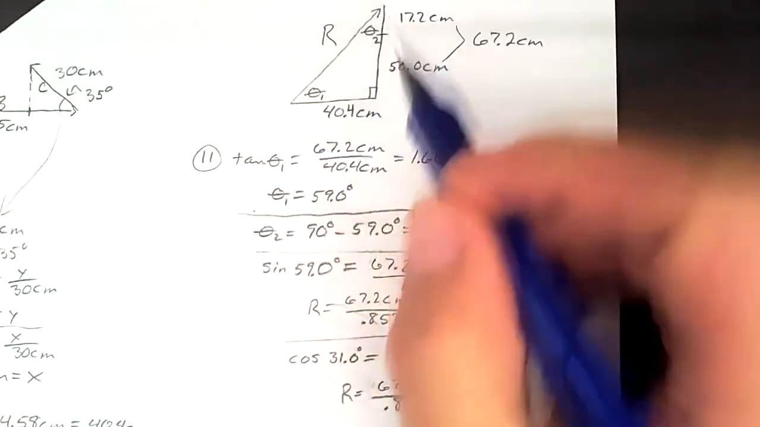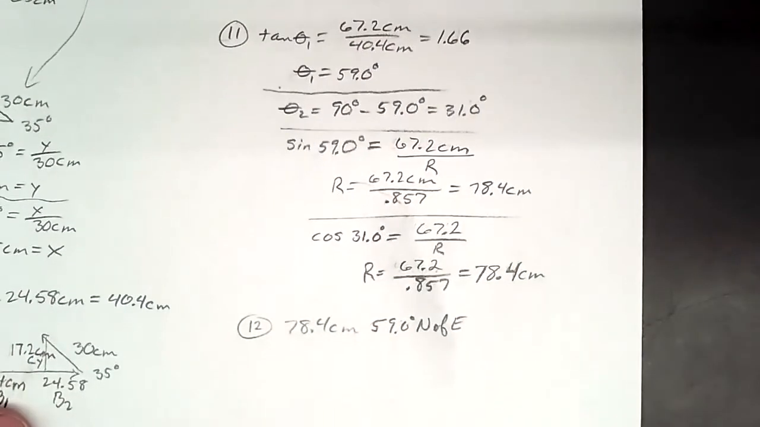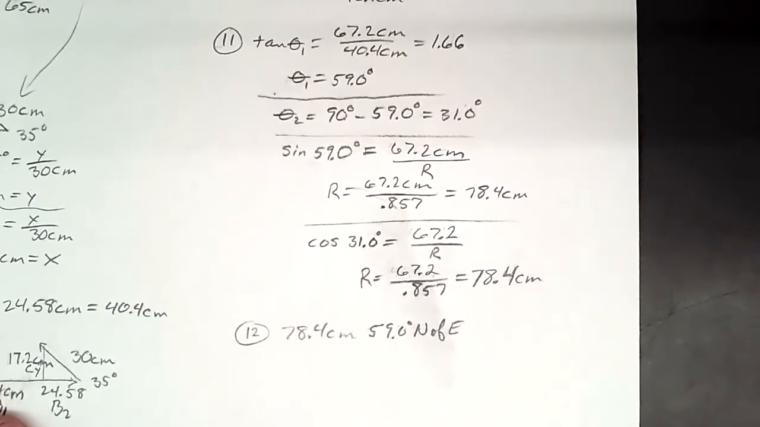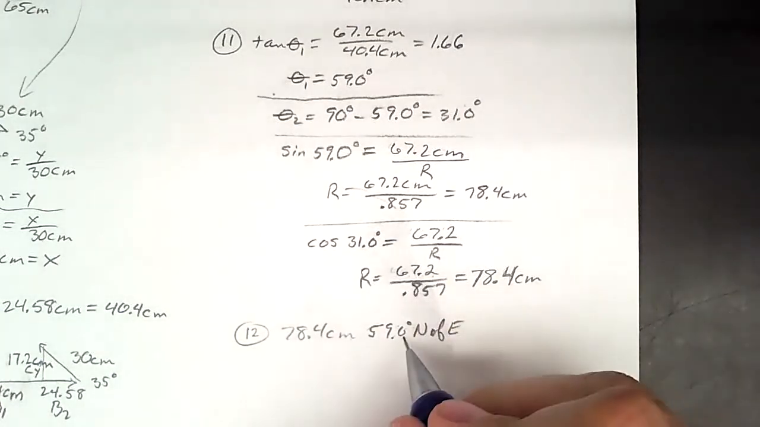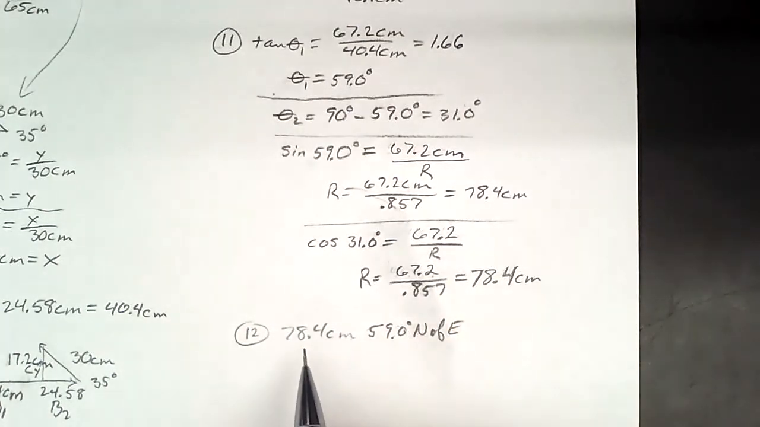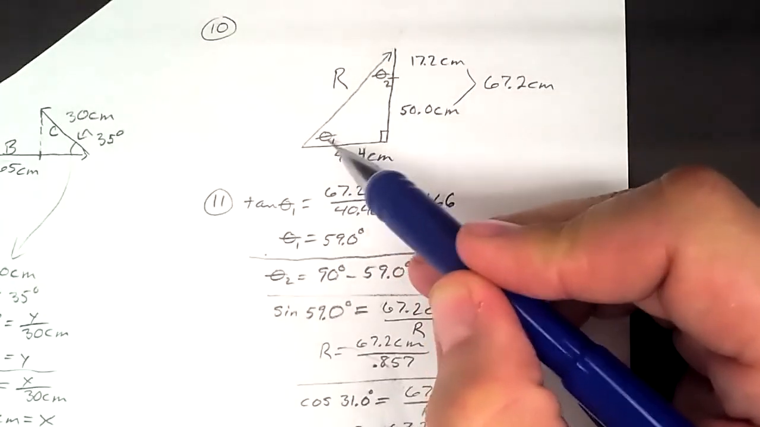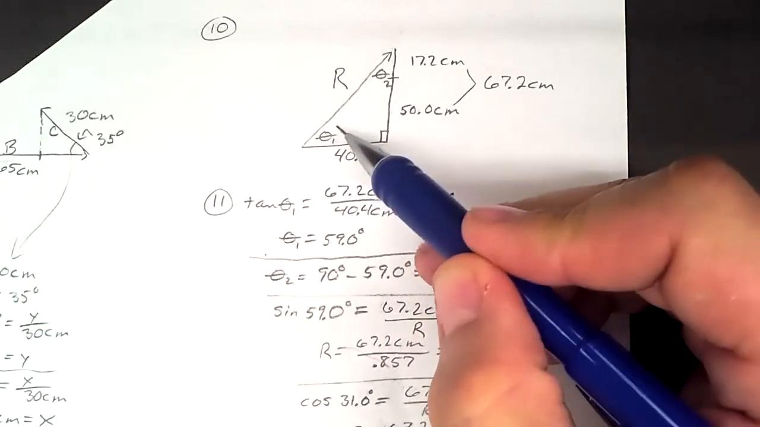So what's the final displacement? It's the value of R, but remember, displacement and vectors include a direction, not just a distance. And a lot of math classes don't really emphasize that, so I'm making a bigger deal of it here. So it's 78.4 centimeters, and the direction is 59 degrees north of east. Remember, this was 59 degrees north of east from the origin.